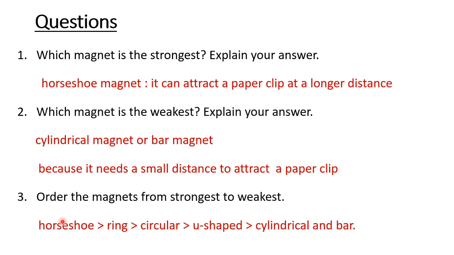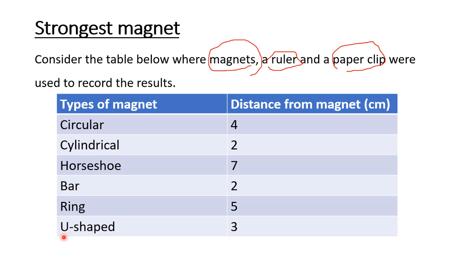The last question is, order the magnets from strongest to weakest. The strongest is the horseshoe. Then after that we have the ring. Then thereafter we have circular and U-shaped. Then last we have cylindrical and bar magnet.